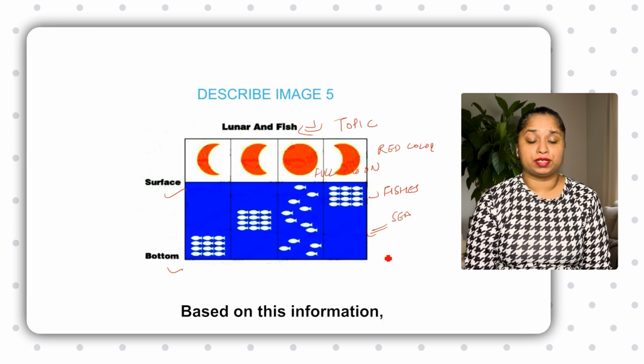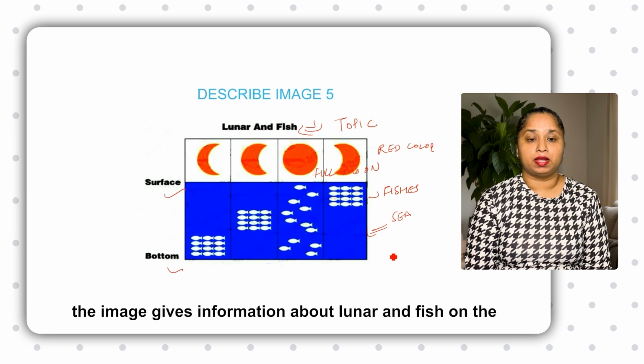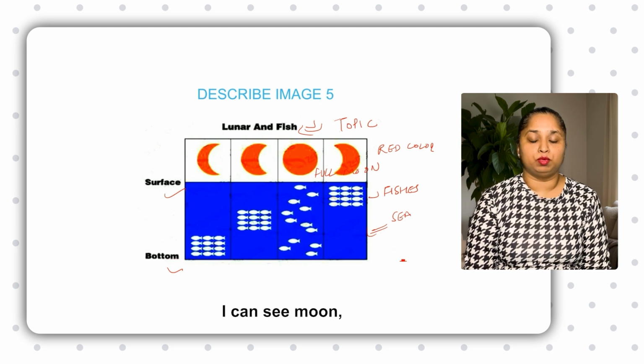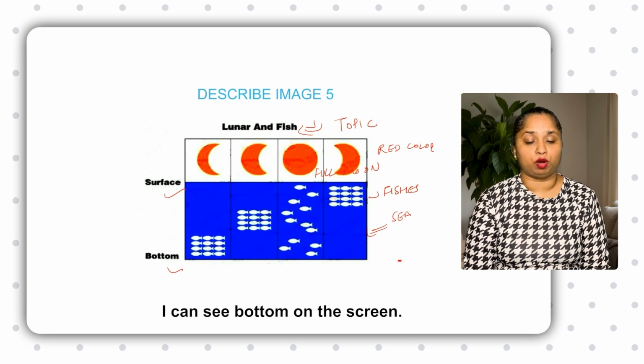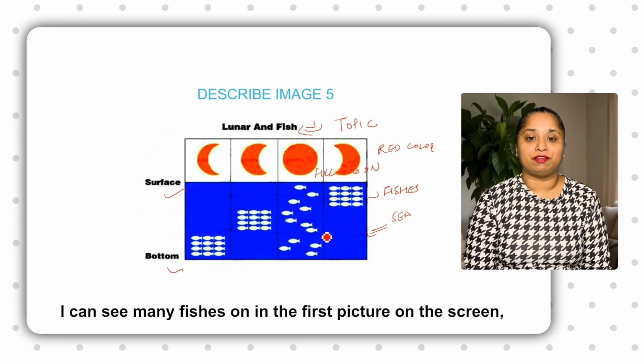Based on this information, my answer will be: the image gives information about lunar and fish. On the screen I can see moon, which is of red color. On the screen I can see surface. On the screen I can see bottom. On the screen I can see many fishes.